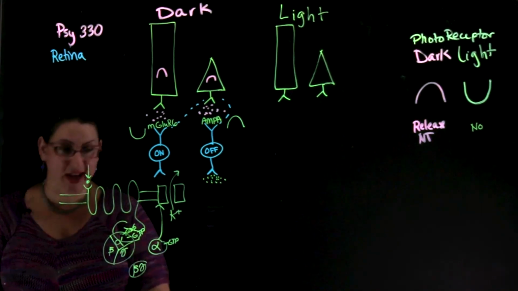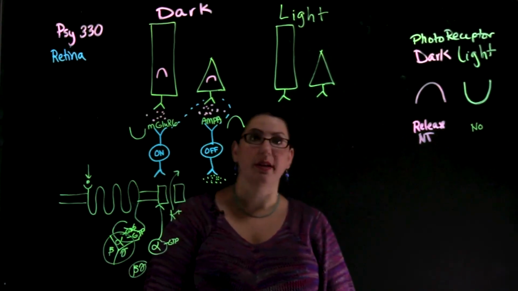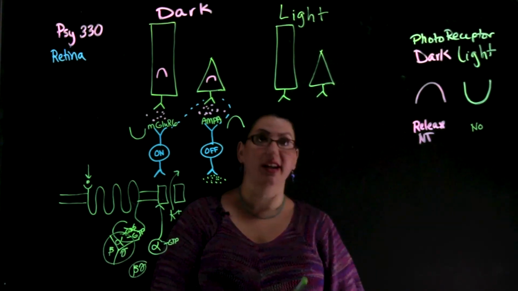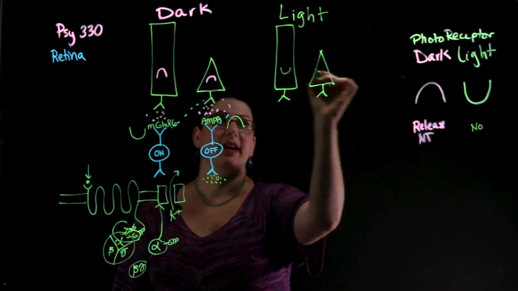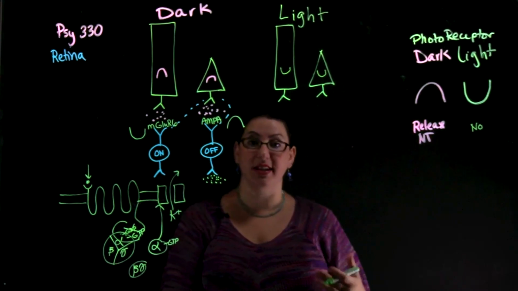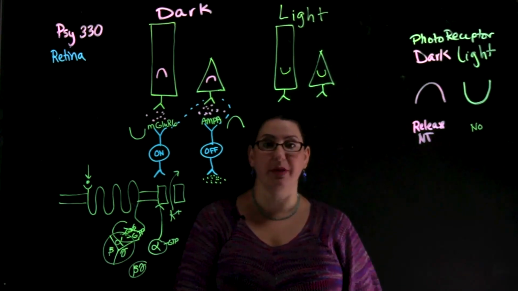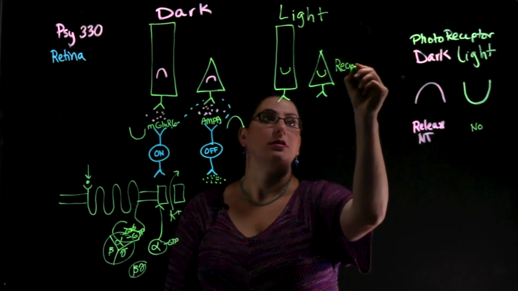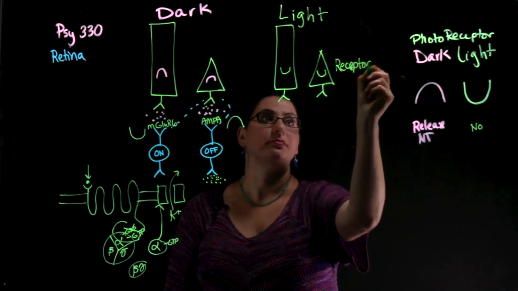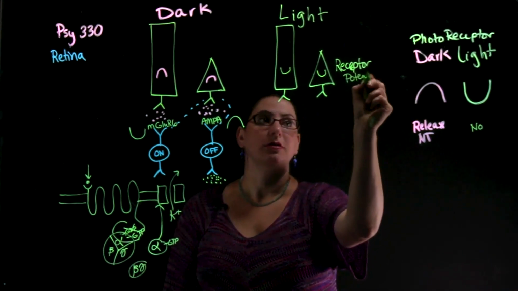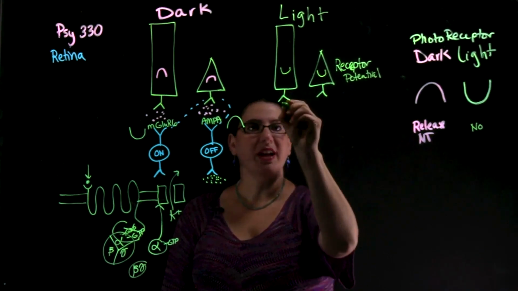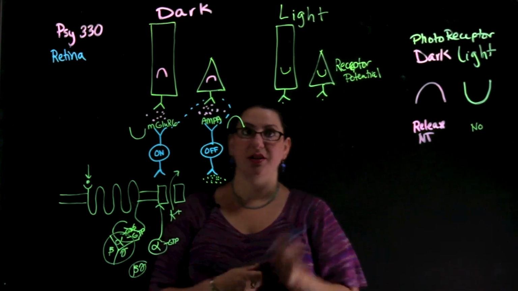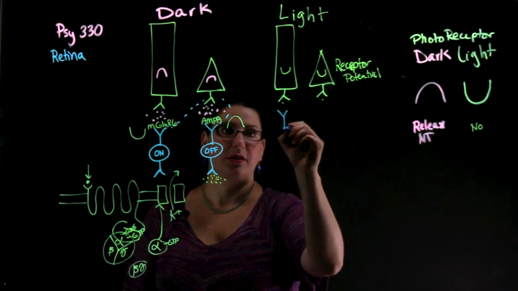When we turn on the lights, the photoreceptors are no longer depolarized. They're actually in a relatively hyperpolarized state, which is the receptor potential, the change in membrane potential in response to light. Receptor potential. And they're not going to be releasing much glutamate onto their downstream bipolar cells.